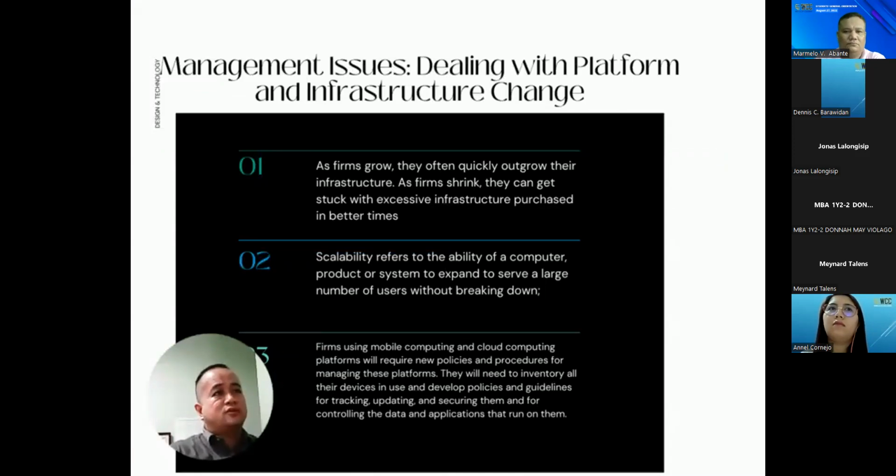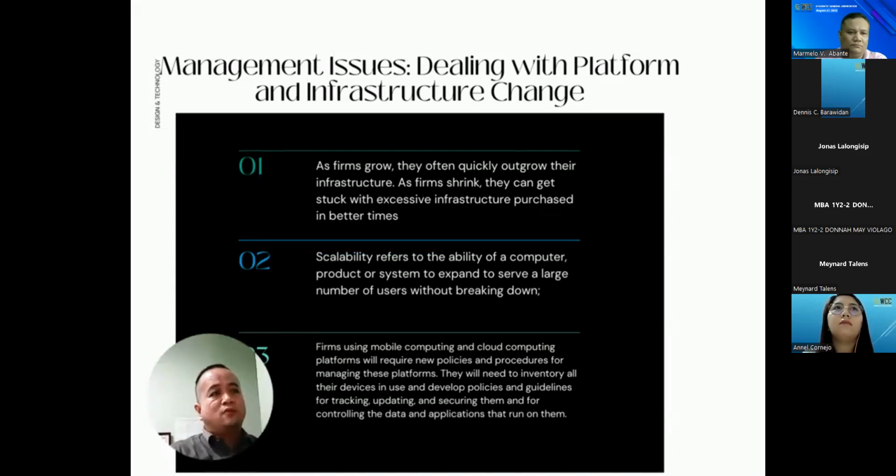What are the management issues in dealing with platform and infrastructure change? As firms grow, they often quickly outgrow their infrastructure. As firms shrink, they can get stuck with excessive infrastructure purchased in better times. Scalability refers to the ability of a computer, product, or system to expand to serve a large number of users without breaking down.